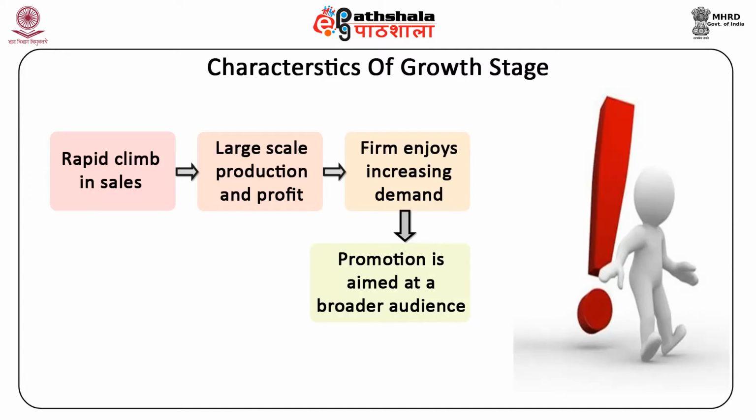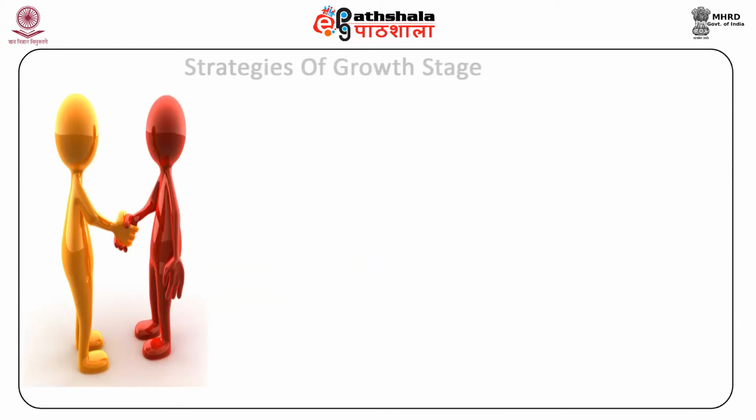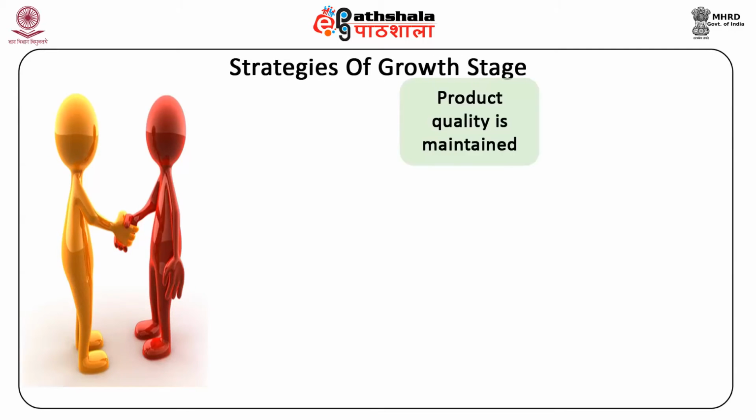Next, companies maintain their promotional expenses at the same level or slightly raised level to meet competition and continue educating the market. Next, sales rise much faster, causing a decline in the promotion sales ratio. Marketers use the following strategies at this stage. Product quality is maintained, and additional features and support services may be added. Next, new improved models of the product may be introduced.